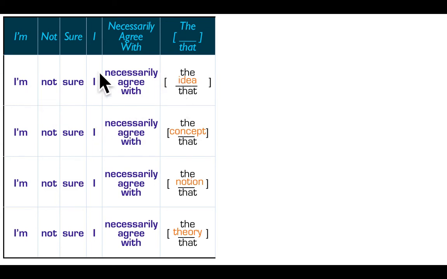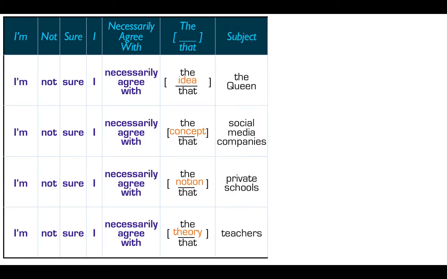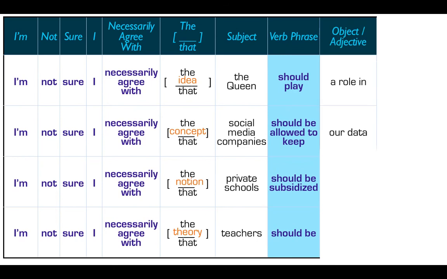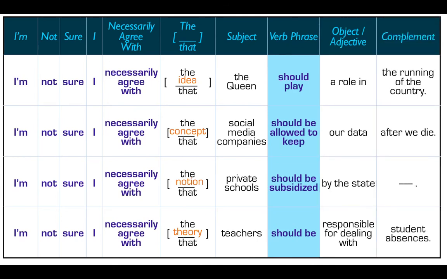"I'm not sure I necessarily agree with the notion that." "I'm not sure I necessarily agree with the theory that." And you can play back the video now and practice speaking that along with my voice until you're doing it yourself correctly. And then you'll say the subject, verb, object, adjective, complement.